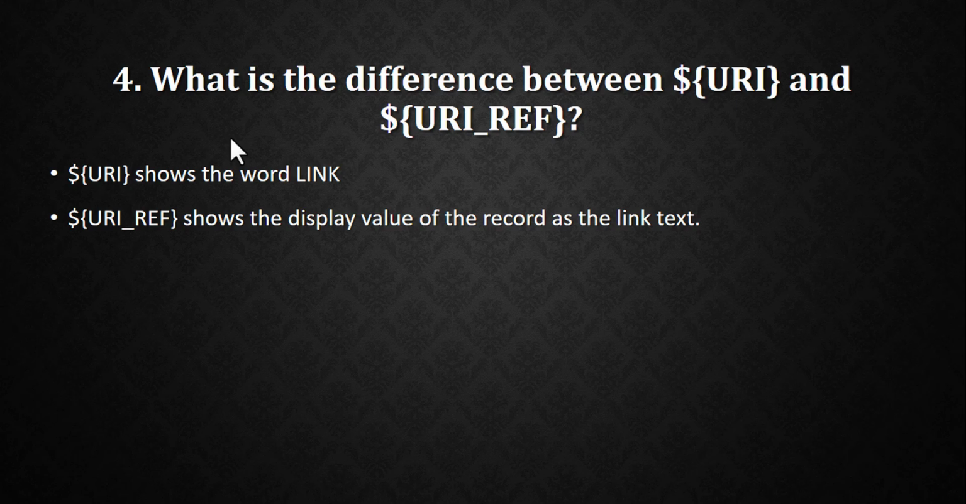So the next question is, what is the difference between URI and URI_ref? So URI shows the word link, while URI_ref shows the display value of the record as the link text. So let's say if you are using URI, it will come as a link, but the word link itself will come, and that will be clickable. And if you are using URI_ref, a clickable link will come, and the display value will show. If you want to know in detail, I have created a separate video for that. I'll give the link in the description, so you can watch it. Then it will be crystal clear for you. Please do watch that video, otherwise you will get confused about what I'm trying to convey. Okay. So now we are moving to the next question.